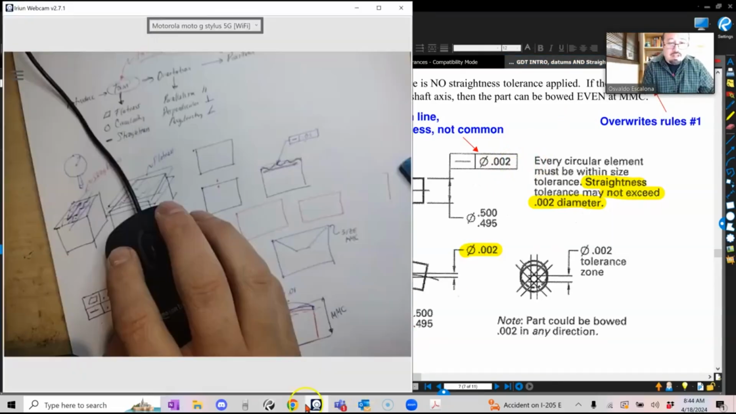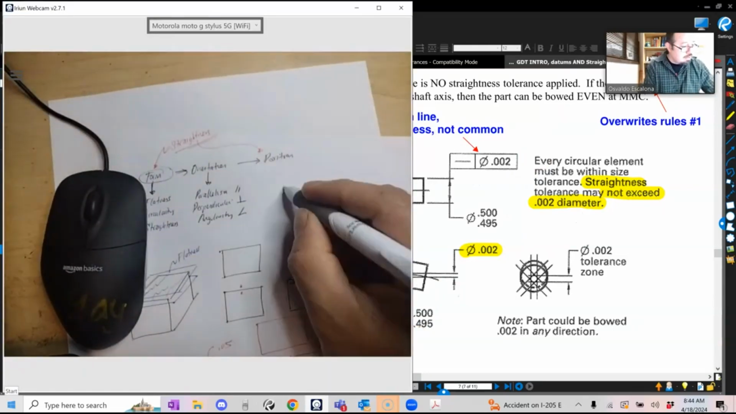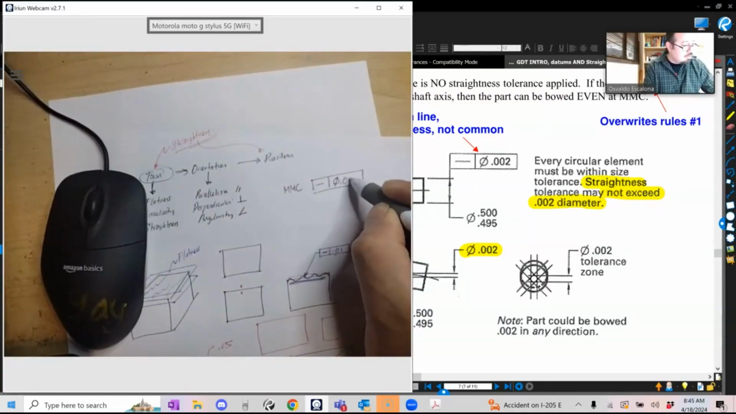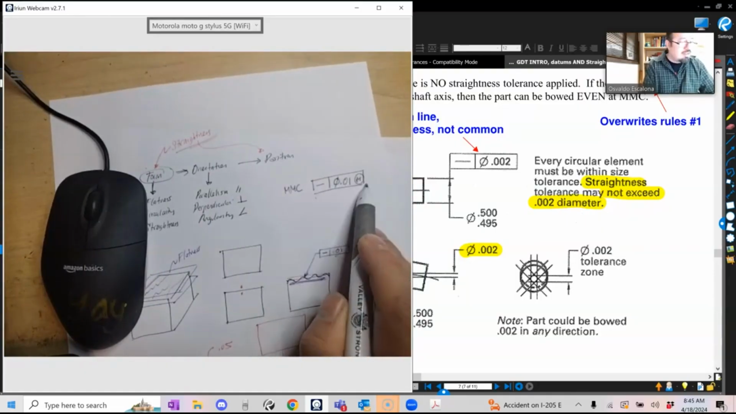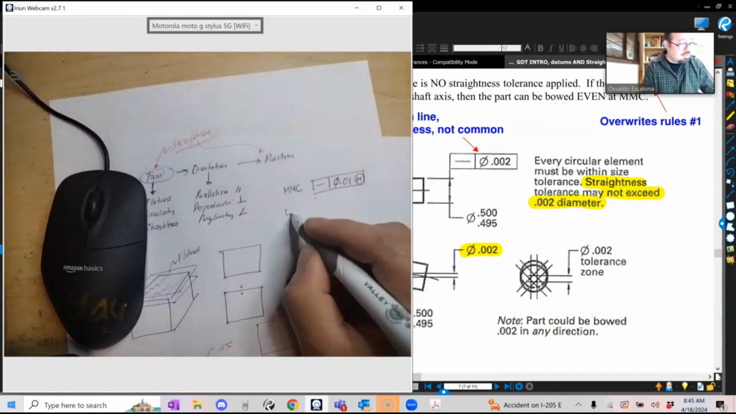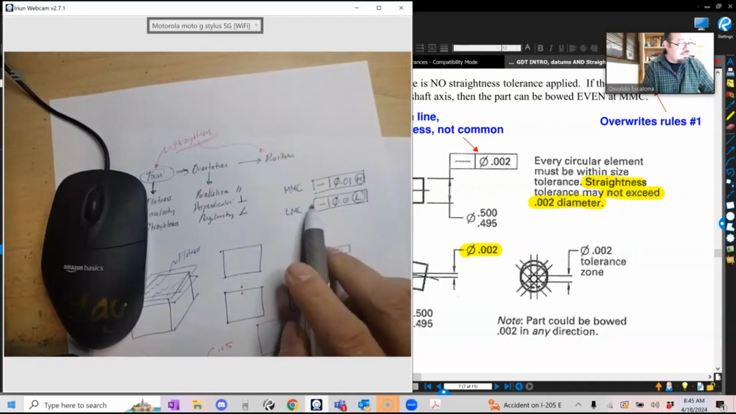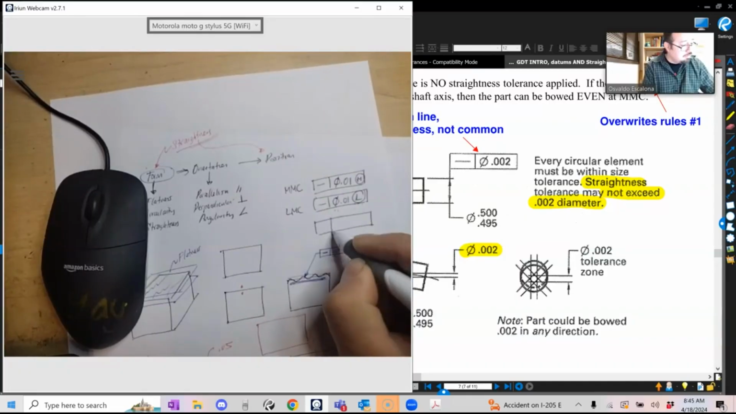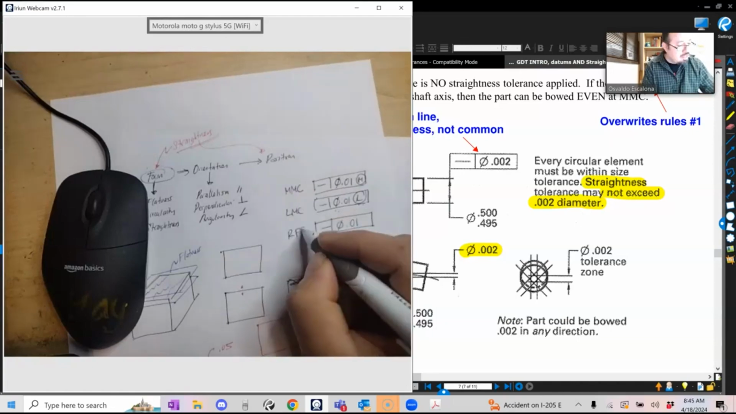So, the same way that you have MMC, diameter 0.01. If your part comes at MMC, you get 0.001 in terms of this cylinder I'm talking about. If I put LMC, and your part comes at LMC, you will get 0.01. And if it doesn't have any M, the default is RFS, regardless of feature size.